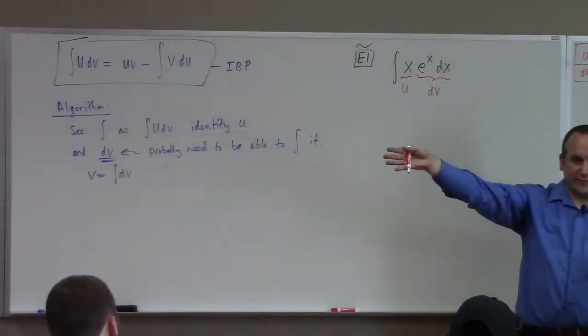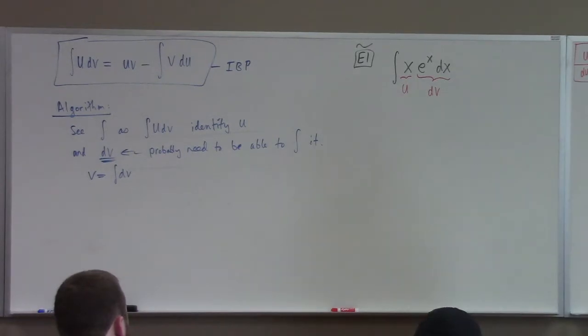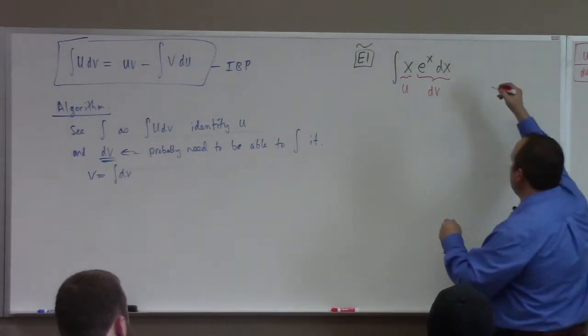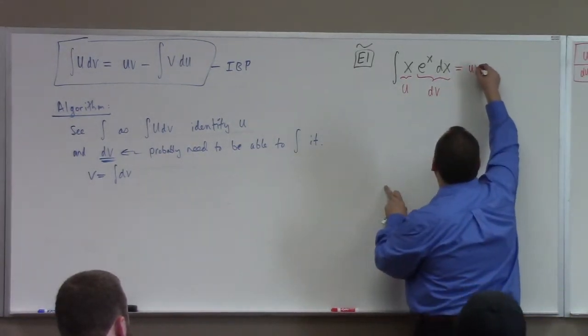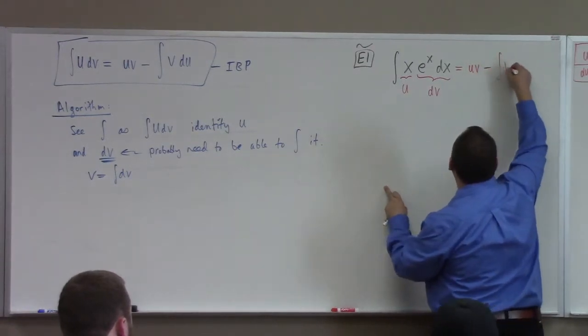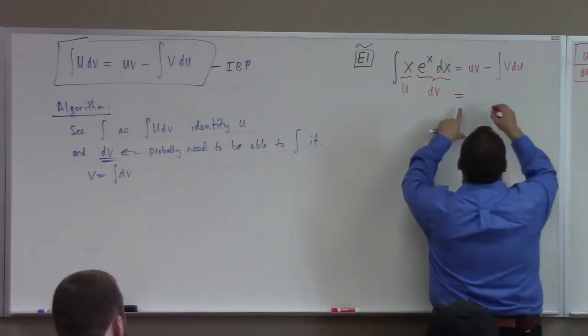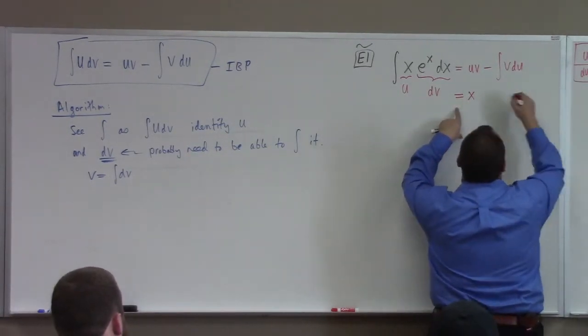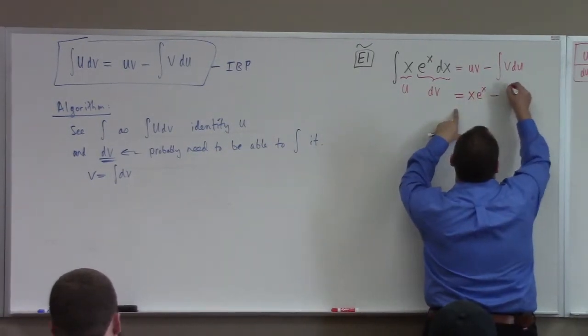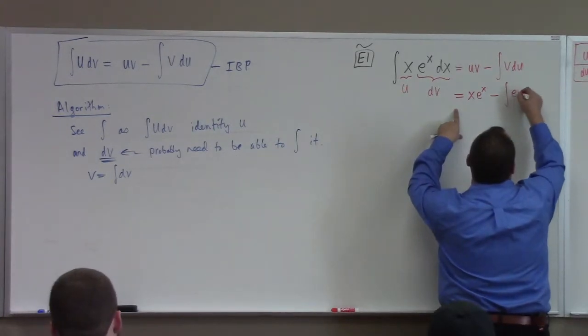See, that sideboard knowledge is coming in again. So here we go, I'll write down the blank template, uv minus integral of v du, just to keep me honest. And then I'll put it in. So that's x, my v is e to the x, minus the integral of e to the x dx.